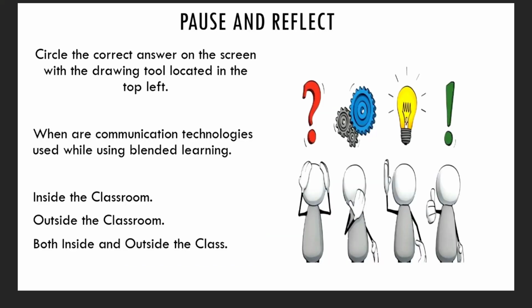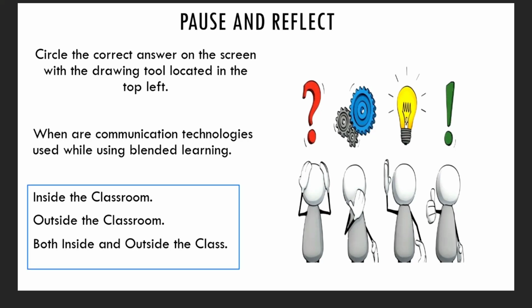Quick pause and reflect again. What I want you to do here is I want you to either circle or square one of these responses down here. When are communication technologies used while using blended learning? Or do we only use communication technologies while inside the classroom? Do we only use them outside? Or do we kind of use them both while we're inside and outside the classroom? Go ahead and circle the response or square the response that you believe is the correct answer.